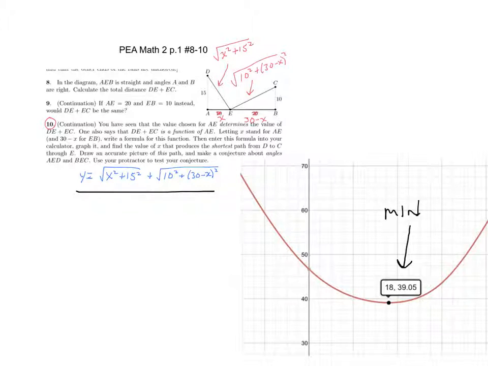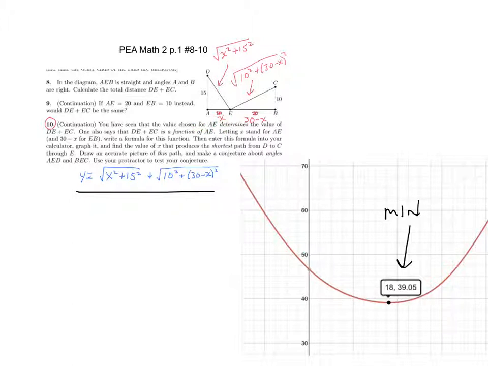So here's my question I have for you. What do these two values mean? Because I have my graph. This is the minimum of the graph. It looks like a parabola, but I don't think it is quite a parabola. But that's the minimum part of the graph. What does the x represent now? 18. It equals 18, but what does it represent in terms of this picture? The distance between A and E.